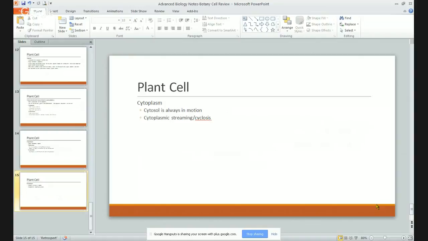All right, and your last one is the cytoplasm. Your cytoplasm is always in motion. Remember, the cytoplasm is the space, and the cytosol is the semi-fluid part found inside your cytoplasm. It's always in motion, and that motion is called cytoplasmic streaming or cyclosis. It's the microfilaments that help with that cytoplasmic streaming, that allow your organelles to move from one place to the other.